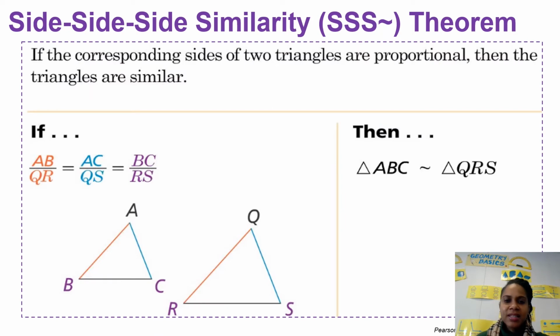The side-side-side similarity theorem states that if the corresponding sides of two triangles are proportional, then the triangles are similar. So as an example, let's say this side was 2 over 4, this was 3 over 6, and this was, let's say, 6 over 12. All of these sides reduce to 1/2, and so they're all proportional, and that will make these two triangles similar.